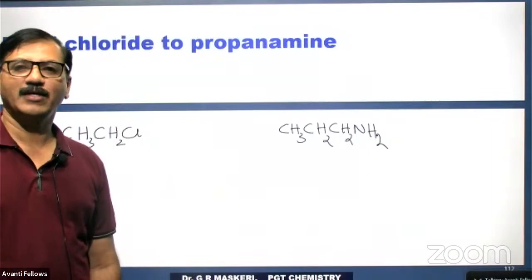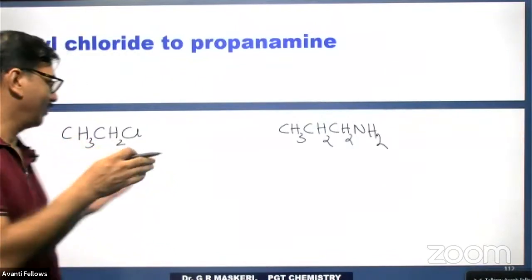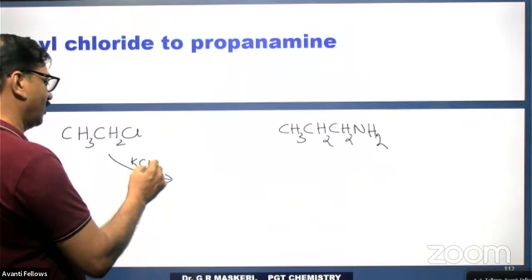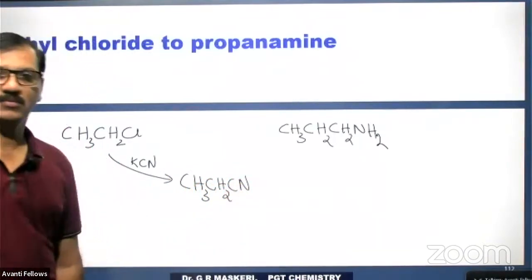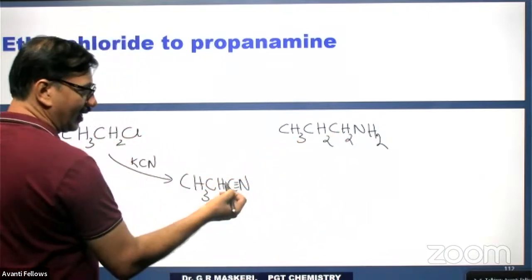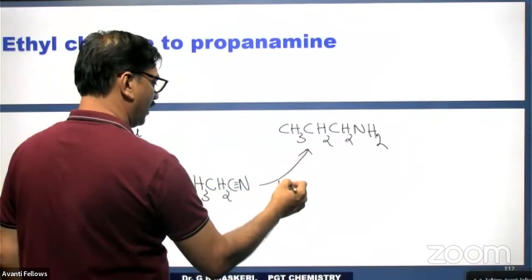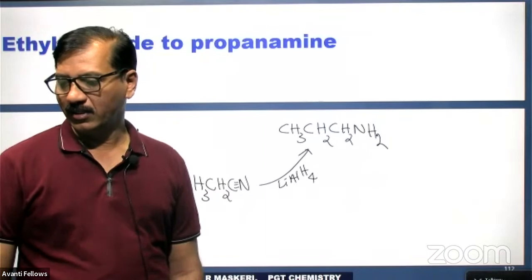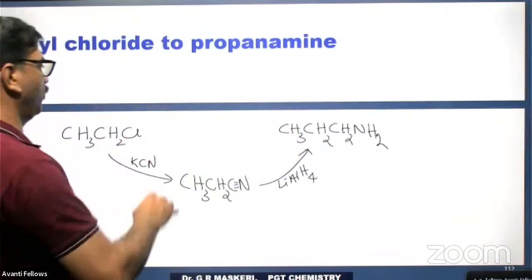Somewhere there is a need to introduce a cyanide group. Introduction of CN adds one more carbon atom to the present alkyl group. Therefore, in a nucleophilic substitution reaction, alkyl halide with KCN will give CH3CH2CN. This C triple bond N can be reduced, with two hydrogens added to carbon and two to nitrogen, by adding lithium aluminium hydride. Lithium aluminium hydride is a reducing agent, so we get propanamine. So that is ethyl chloride to propanamine.